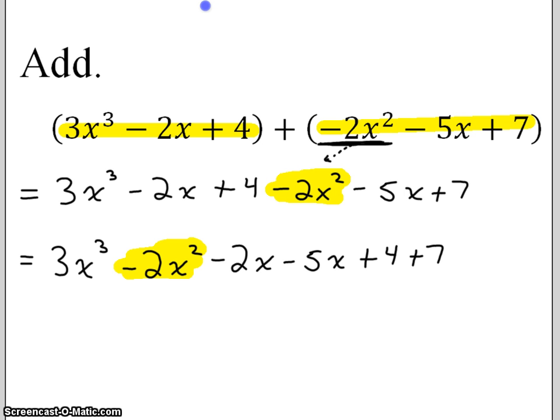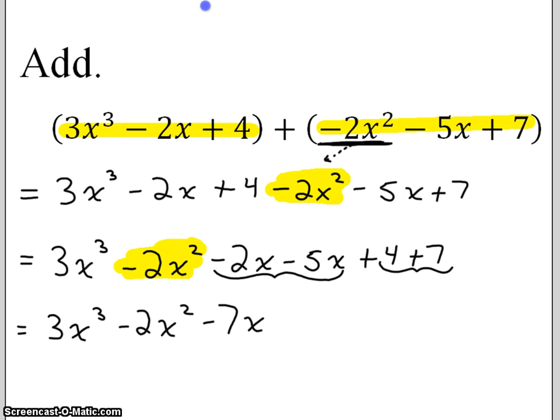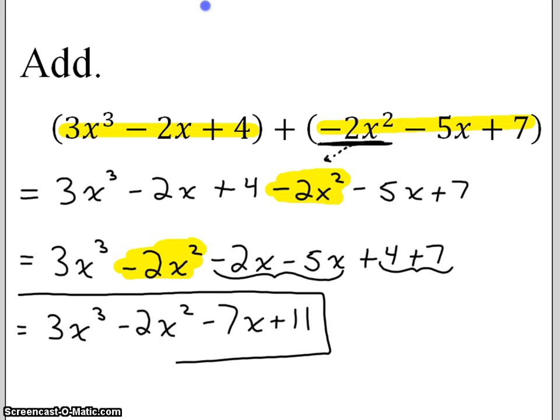Okay, so now we just combine the like terms. 3x cubed stays the way it is. Minus 2x squared stays the way it is. Now we need to combine this by adding the coefficients. Negative 2x minus 5x becomes minus 7x. And then add these by grouping them. 4 plus 7 is 11, so positive 11. And there's our final answer for this addition problem.